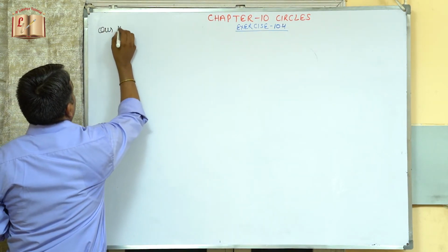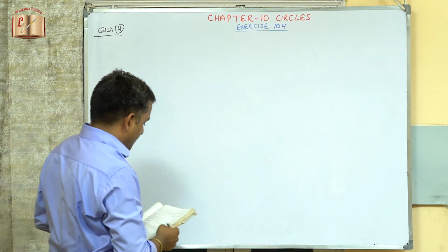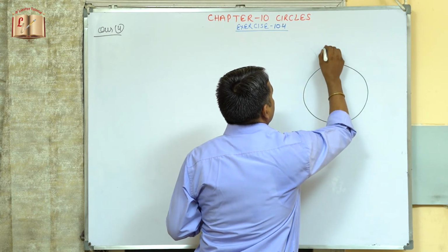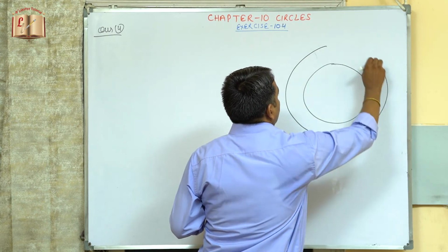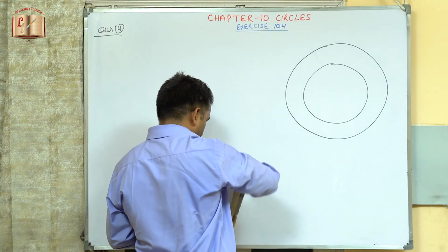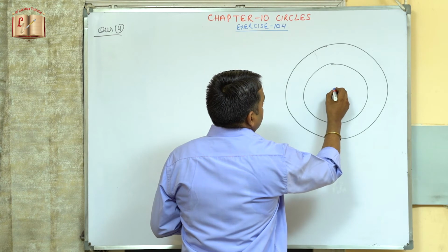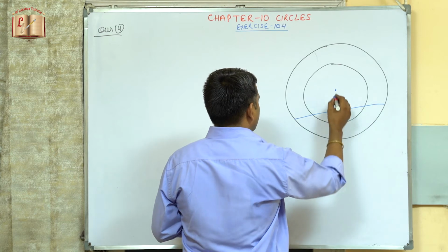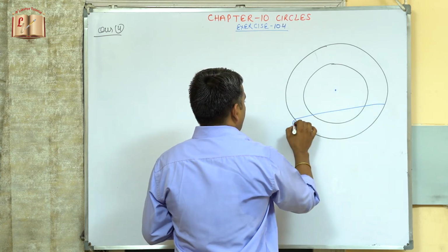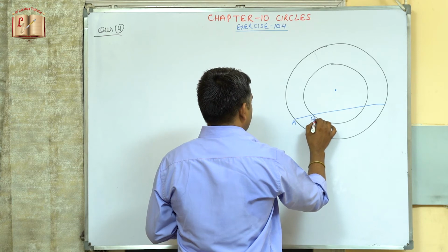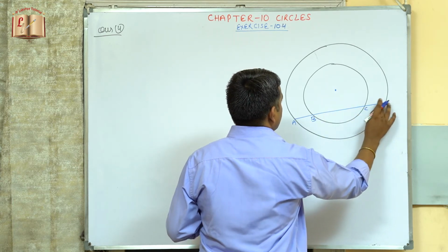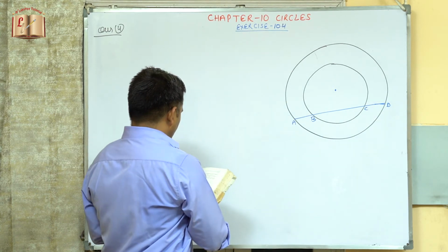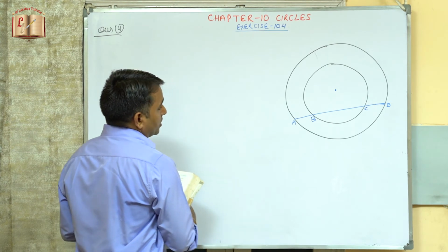Now coming to question number 4. These two circles are given to us. This is circle 1 and this is circle 2, and this is the common center for these two, and this is one of the chords. This point is A and this is B, this is C and this is D. So these points are given. Now we need to prove that AB is equal to CD.